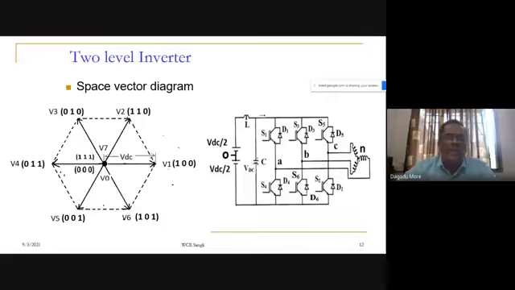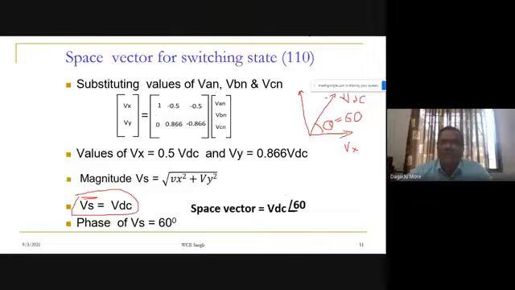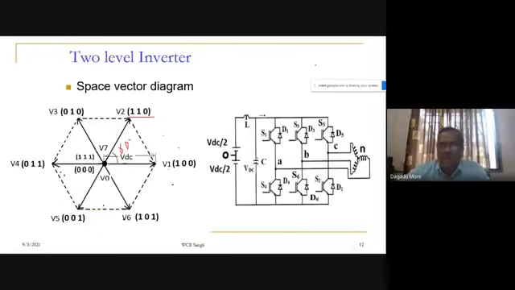This is what we are having, 110. What we are getting, this angle will be equal to 60 degrees, and the magnitude will be equal to VDC. So this is one space vector we obtained. We have done the exercise for 110. You make a practice for all the other 7. So we are having 8 switching states. Here we have written 100. This is V1, we can call it 100.